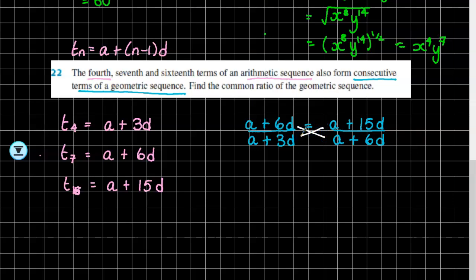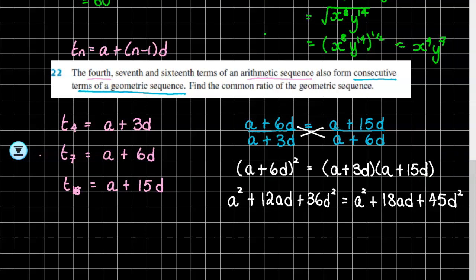Like if I could find a value for A and a value for D and pop it back in, that would be fantastic. I'm a little bit apprehensive. I don't know if I can because I need 2 equations when I've got 2 unknowns and I've really only got 1 equation. But let's just see what happens. So A plus 6D squared equals... expand, please. So we expanded.